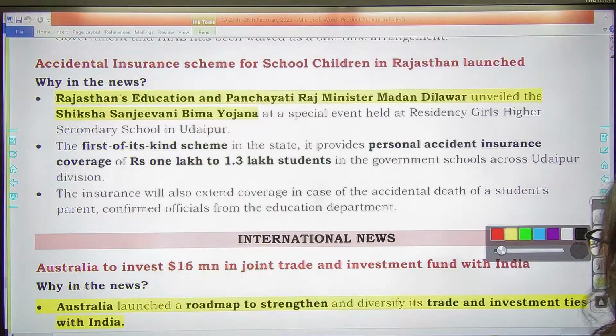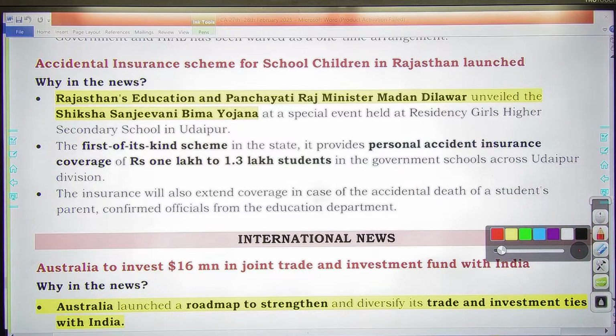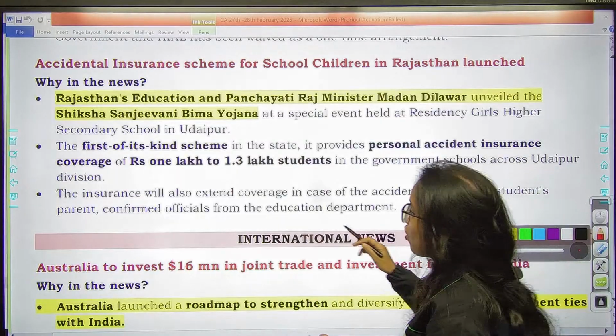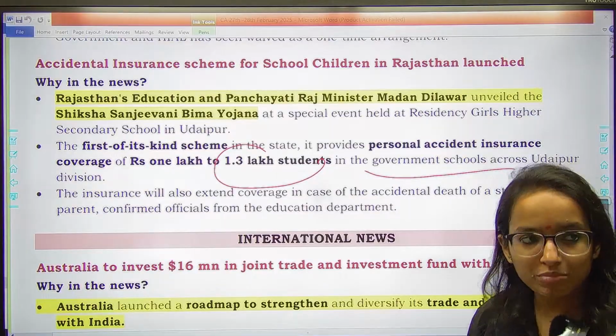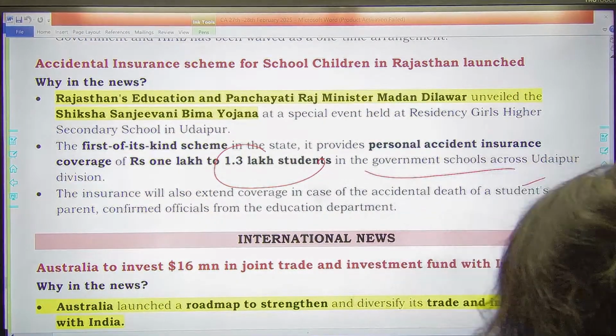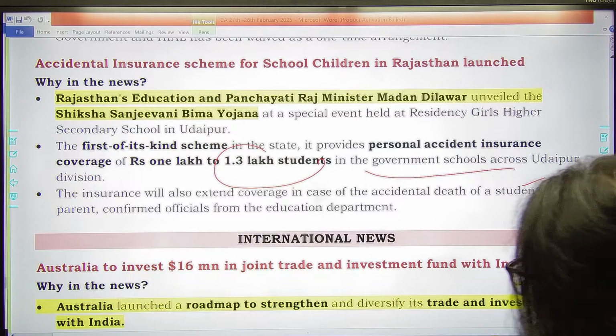Next is Rajasthan's Education and Panchayati Raj Minister Madan Dilawar has unveiled Shiksha Sanjeevani Bima Yojana. It will provide personal accident insurance coverage to 1.3 lakh students in government schools across Udaipur division. Government schools में students को accidental coverage it would be providing 1.3 lakh students को, ठीक है. 1 lakh to 1.3 lakh students को personal accident coverage will be provided.